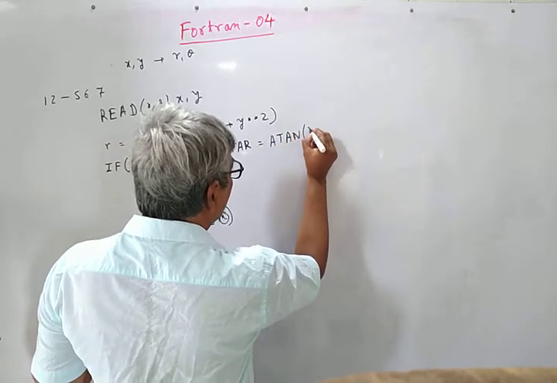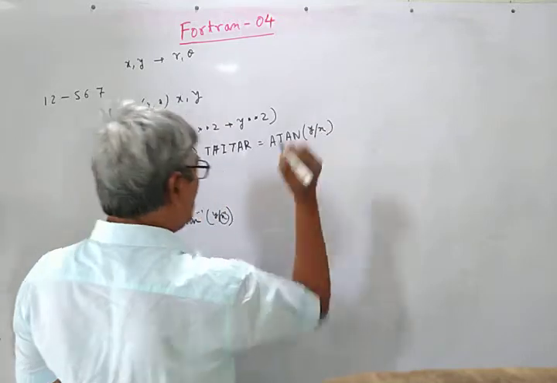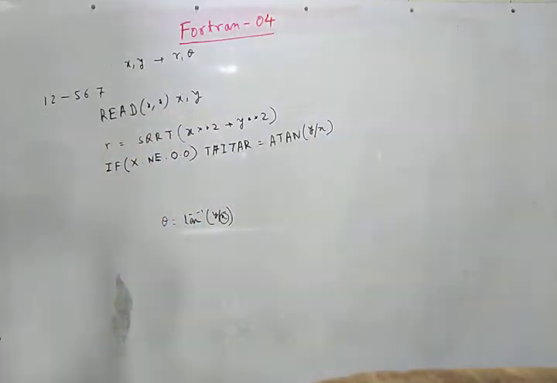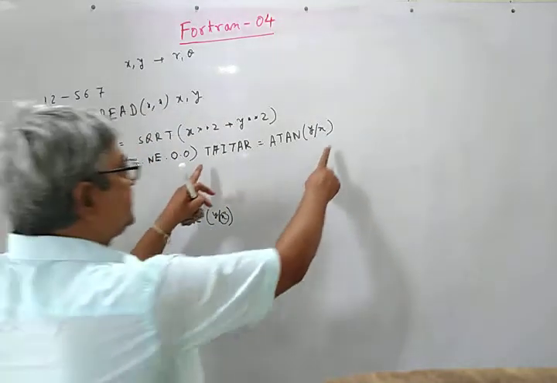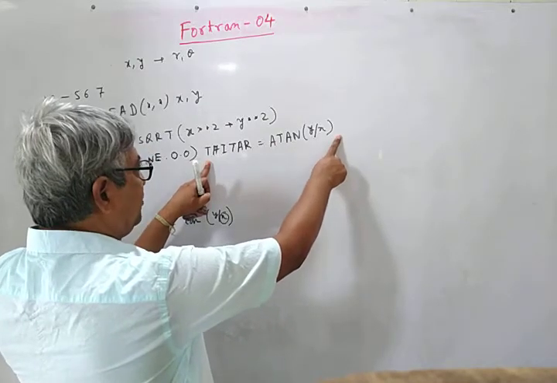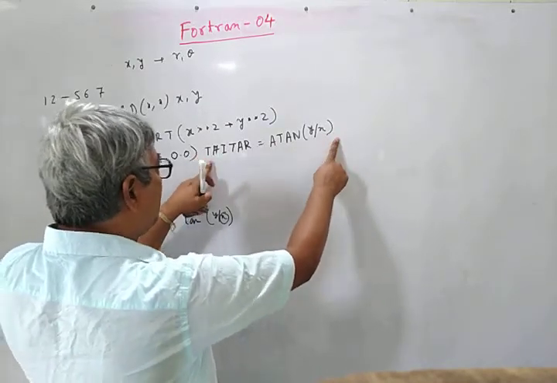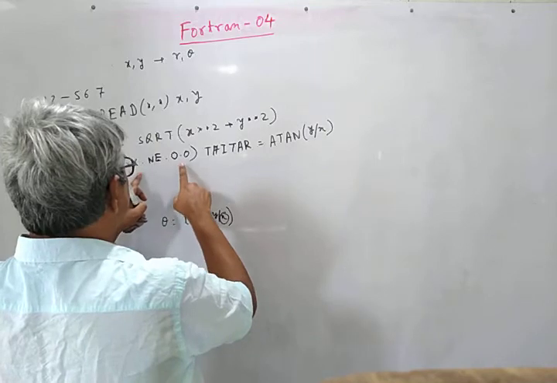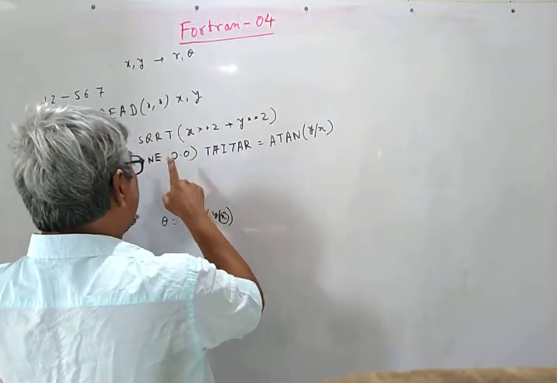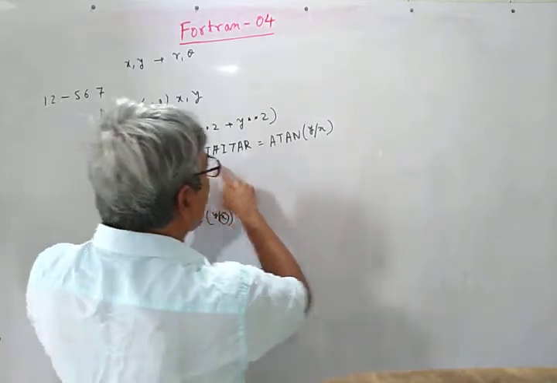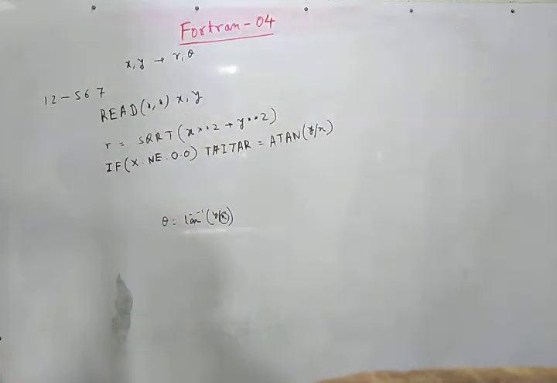This is theta equal to tan inverse of y by x. Let me explain this line. This line will be executed if and only if this condition is satisfied. When x happens to be 0, this line will not be executed. This is a simplified version of the if statement that we studied in the earlier class.